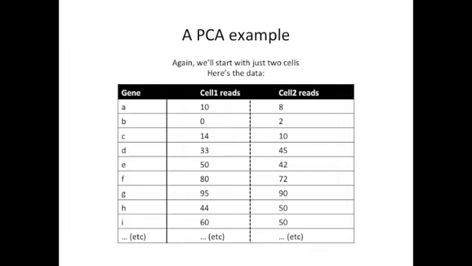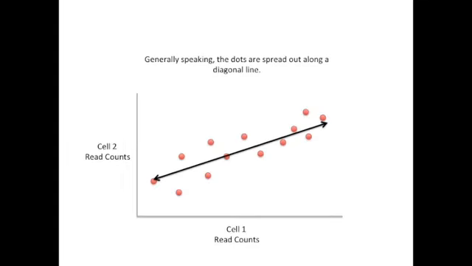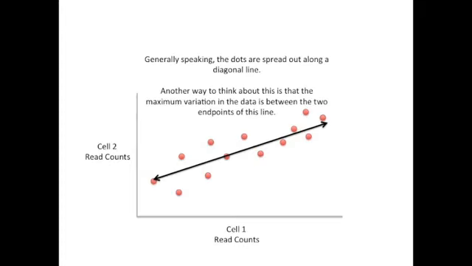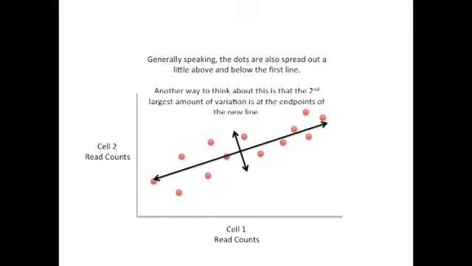Here's the data. Like before, the genes are imaginary, so I've just listed them from A to I. And here's a 2D plot from the data from 2 cells. Generally speaking, the dots are spread out along a diagonal line. Another way to think about this is that the maximum variation in the data is between the 2 endpoints of this line. And generally speaking, the dots are also spread out a little above and a little below the first line that we drew. Another way to think about this is that the second largest amount of variation is at the endpoints of this new line that we just drew.